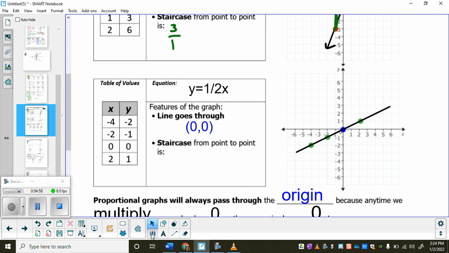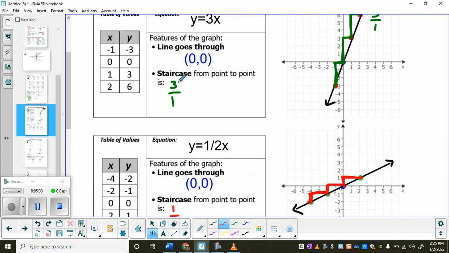Cool. So we know that the key features of the graph, the line here is going to go through 0, 0. Got it. And now let's talk about the staircase from point to point. If I'm going to build my staircase, take a look at my little staircase here. See how this time for the staircase, I'm going up 1, and then I go over 2. I go up 1, and then over 2, and then up 1, over 2. So my staircase here is going up 1, and then over 2.